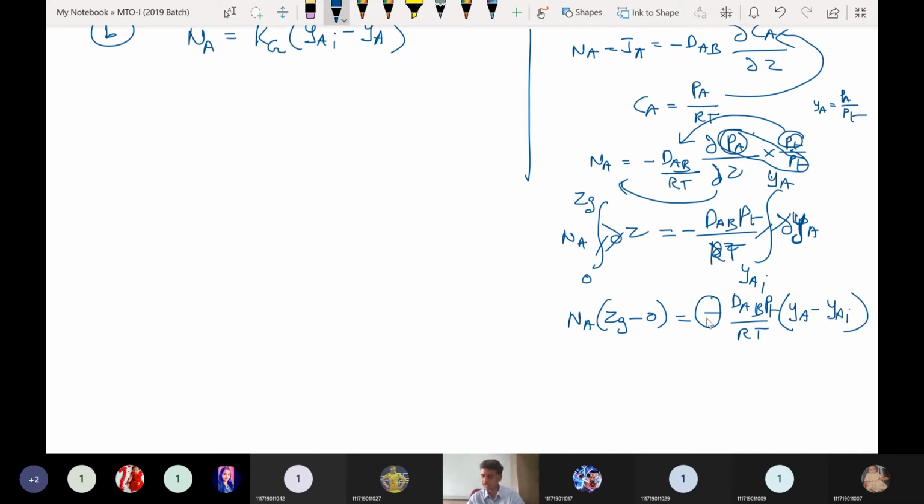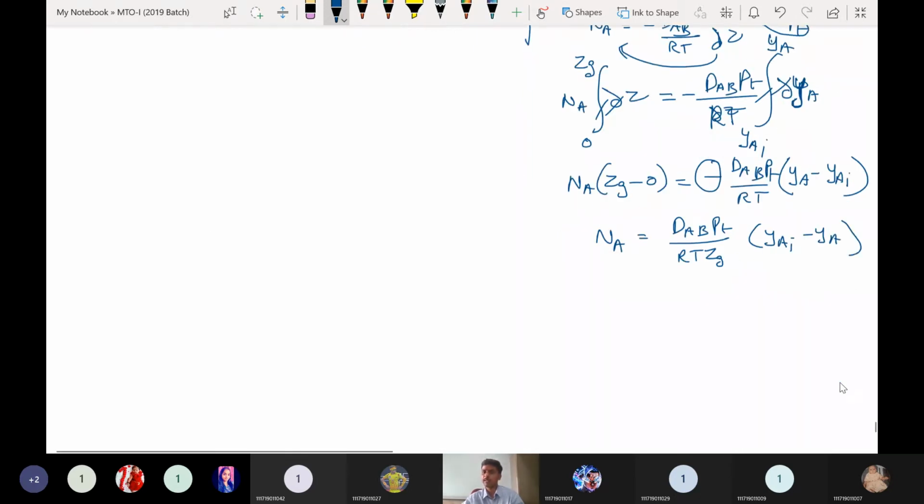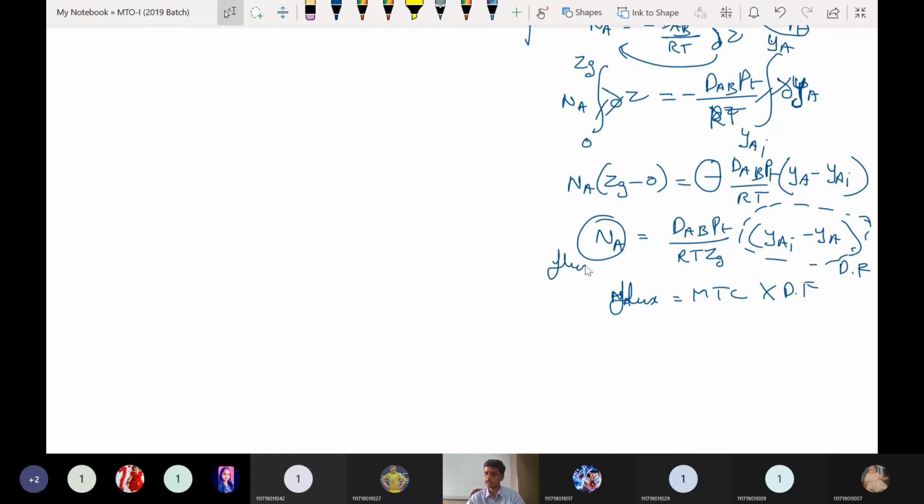In order to compensate for this minus, we can write that NA is equal to DAB PT by RT ZG into YAI minus YA. So we know that flux is equal to mass transfer coefficient into driving force. Here the driving force is this one. Apart from the flux and driving force, whatever quantity is left is called the mass transfer coefficient. Therefore we can write this equation as NA is equal to Kg into YAI minus YA.